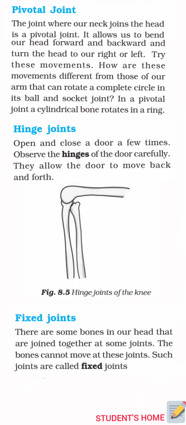Now the next topic is fixed joints. There are some bones in our head that are joined together at some joints. The bones cannot move at these joints. Such joints are called fixed joints. When you open your mouth wide, you can move your lower jaw away from your head, isn't it? Try to move your upper jaw now. Are you able to move it? There is a joint between the upper jaw and the rest of the head which is a fixed joint.